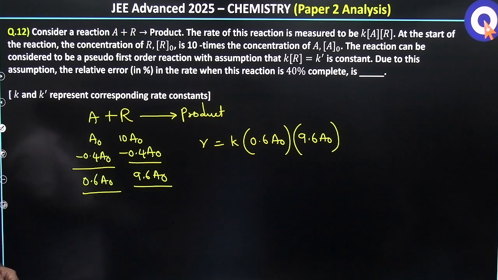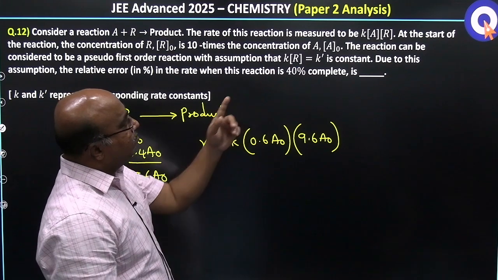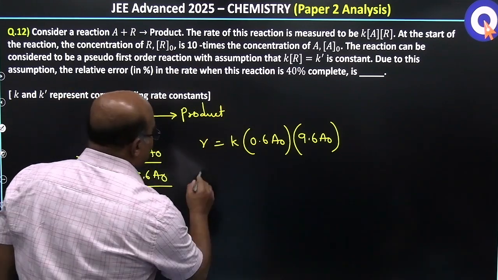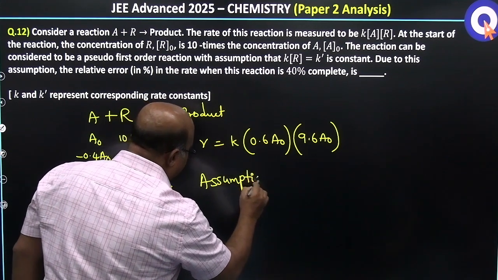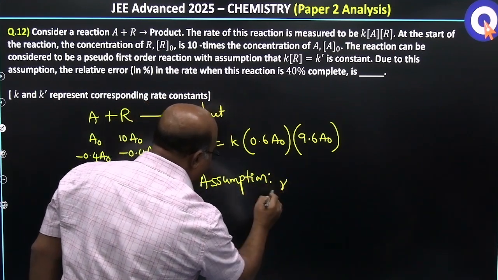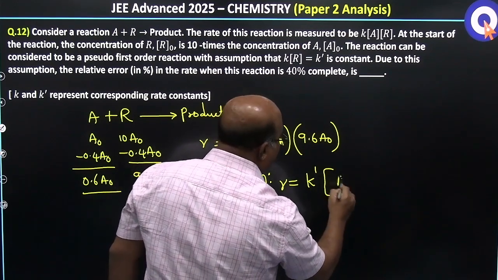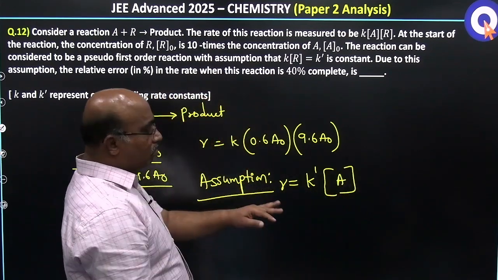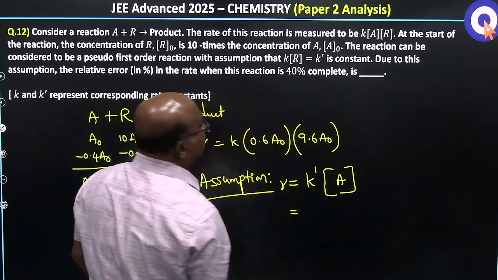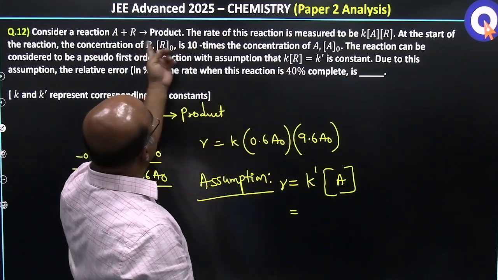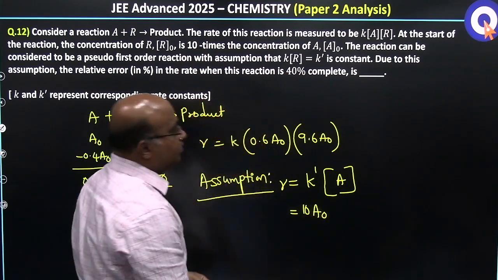Then the assumption is that you replace K into the concentration of R as K prime. So with the assumption, the equation becomes pseudo first order: rate is equal to K prime into the concentration of A only, because K into R is taken as K prime. But this K prime is nothing but the R concentration, initially taken as 10 times A naught, so it is directly 10 A naught into K.